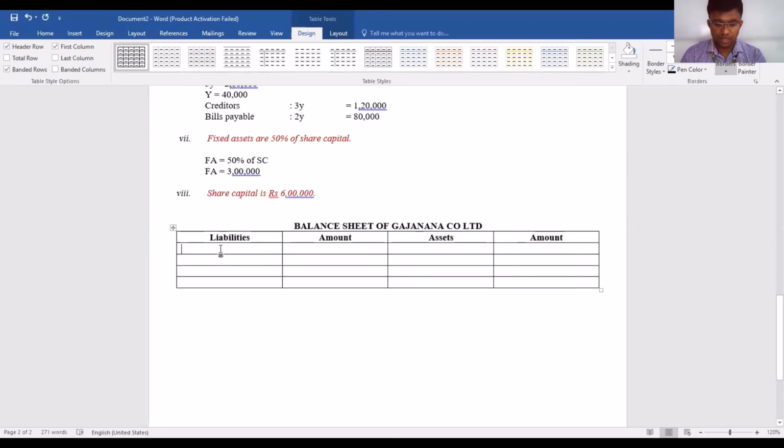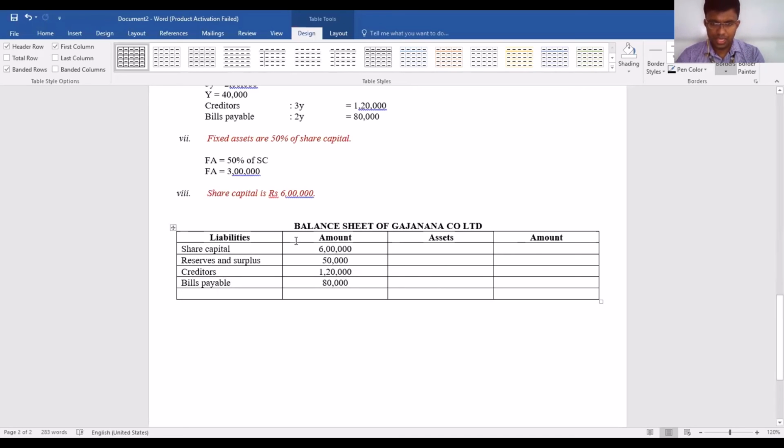So here we can start off with share capital. Share capital has been given to us in the question as 6 lakh. Then we have reserves and surplus. This is 50,000. Then we have current liabilities. Which are the current liabilities which have been given? We have creditors, and creditors is 1 lakh 20,000. Then we have bills payable, and bills payable is 80,000.